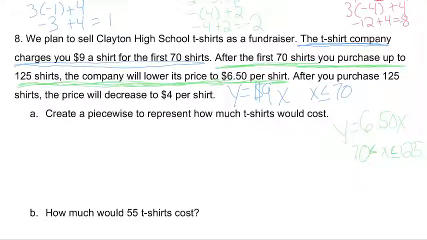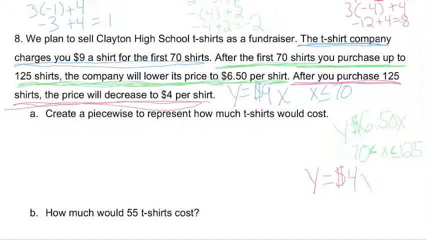So for our second one, let's say it's this pinkish color or reddish color, whatever. You have y equals $4 times the number of shirts you're going to order. This is only when the number of shirts you're going to order is above 125.